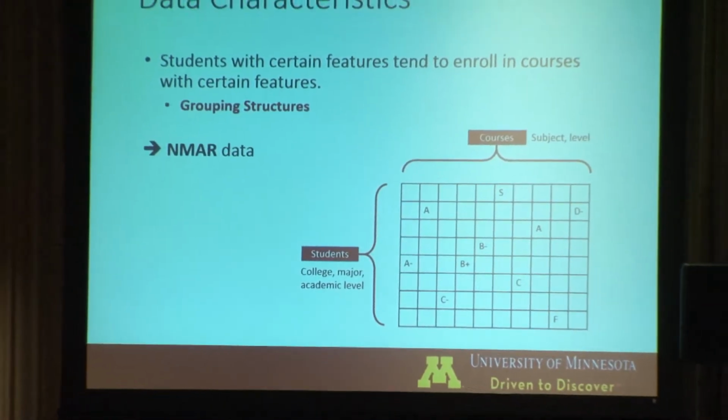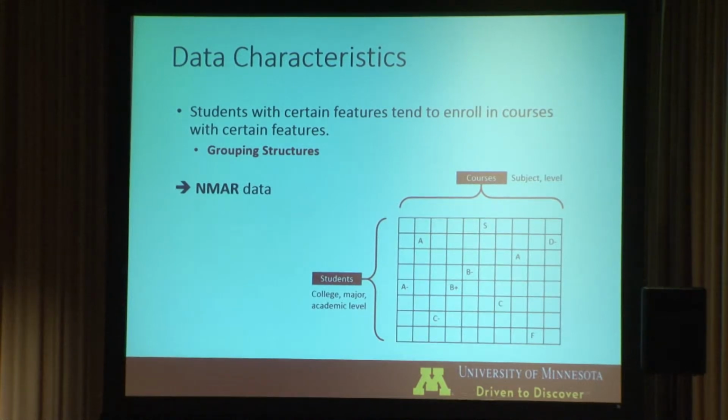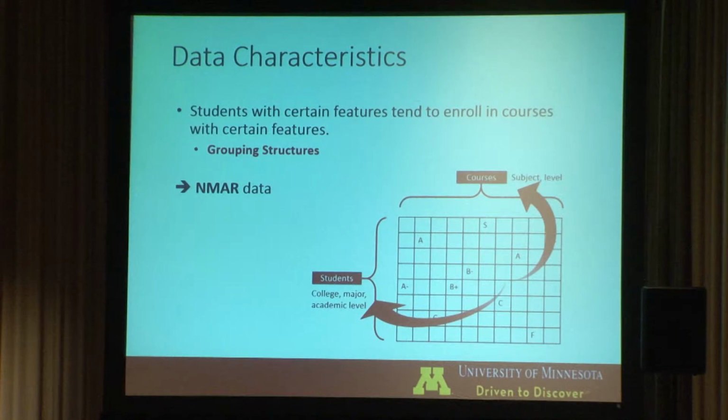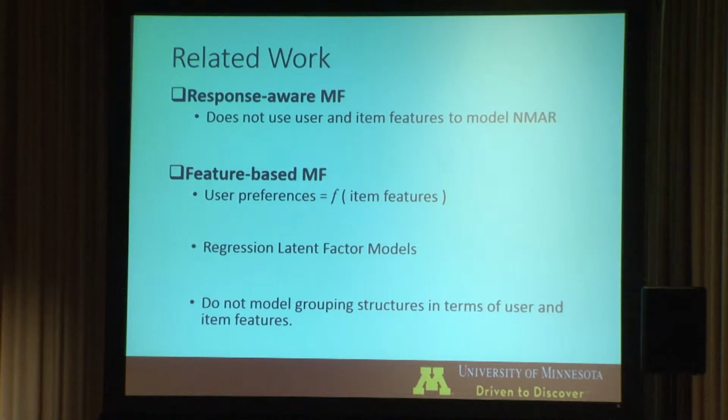And this actually indicates that the enrollment patterns in a given student course matrix is largely determined by the student and course features. And that creates a not missing at random data. There are techniques in the literature that can model not missing at random data, such as response-aware matrix factorization. However, it does not model it in terms of the user and item features. There are other matrix factorization methods that incorporate the user and item features into the recommendation models. However, they do not model the grouping structures in the data in terms of these features.